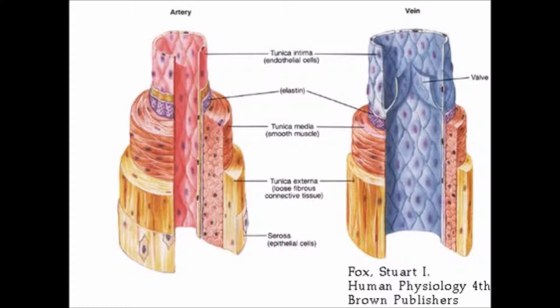The thin walls and the larger lumens of the veins allow them to hold a large volume of blood. They act as blood reservoirs. So, for example, 65% of the body's blood supply is in the veins at any one moment. In arteries, contraction of the heart creates a high pressure to help keep blood flowing through. However, in the veins, blood pressure is much lower.